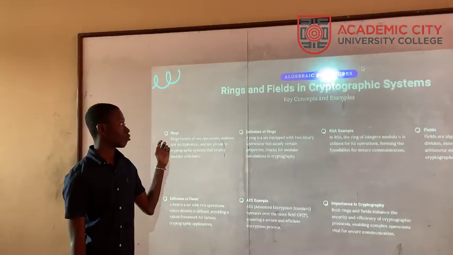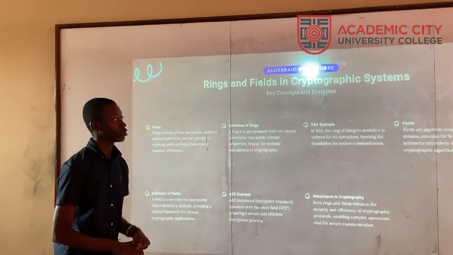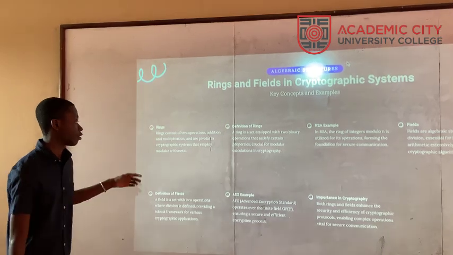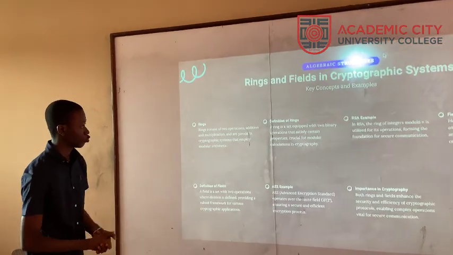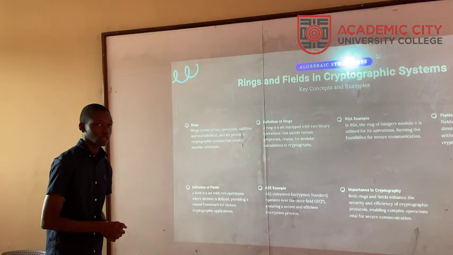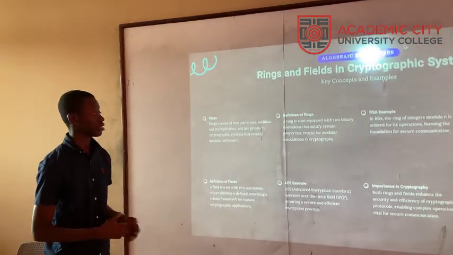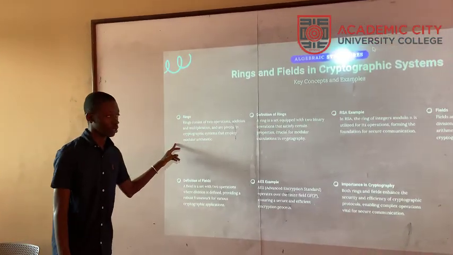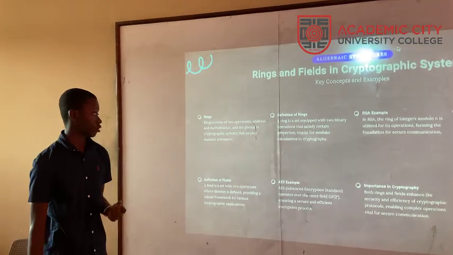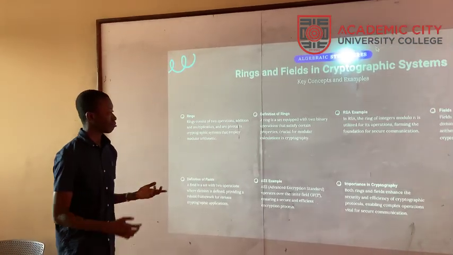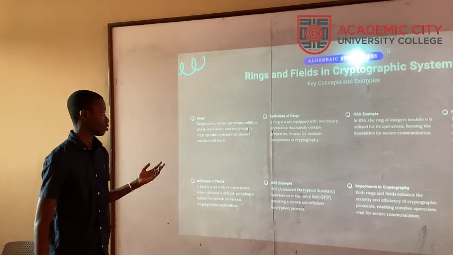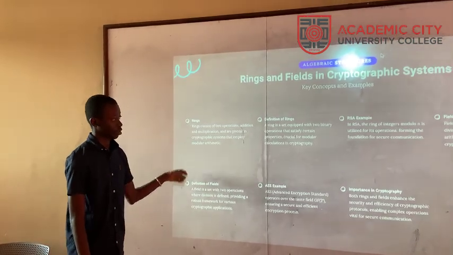Okay, so moving on from groups, we move to rings and fields in cryptographic systems. So first of all, what's a ring? A ring consists of two operations, addition and multiplication. A ring is similar to a group, except that here you can use two operations, whereas in a group you can use one operation. So you can use addition, multiplication, subtraction. You can't use division because the element you get would be outside the ring.